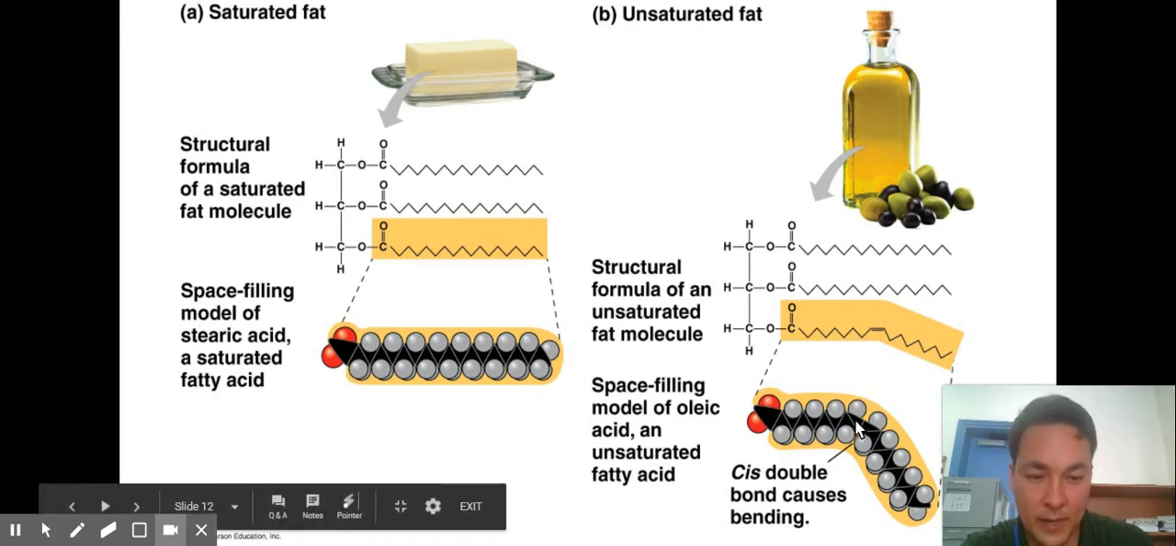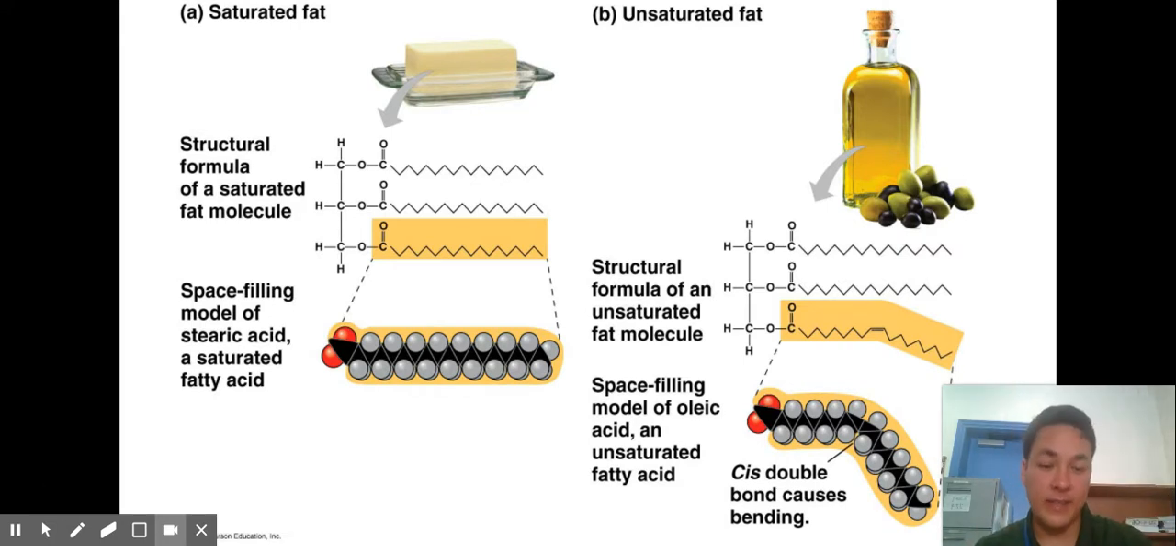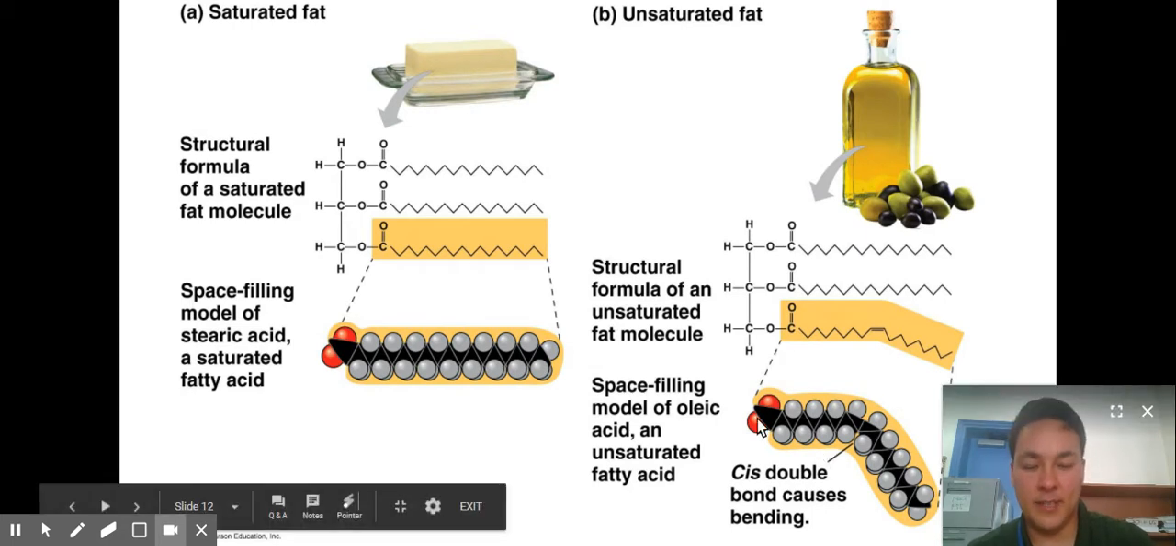Here you have a double bonded carbon represented by this second line here, and it's going to make it kink or make it just kind of wavy. Your cell membranes have both of these in them. The kink helps to keep it fluid, and the saturated fat helps to give it some structure.